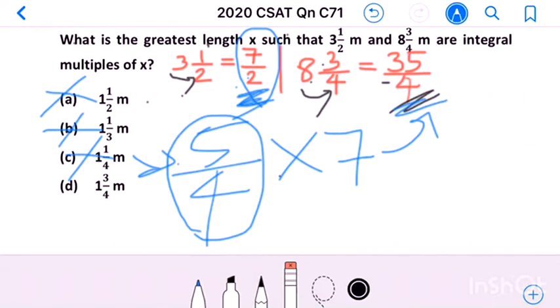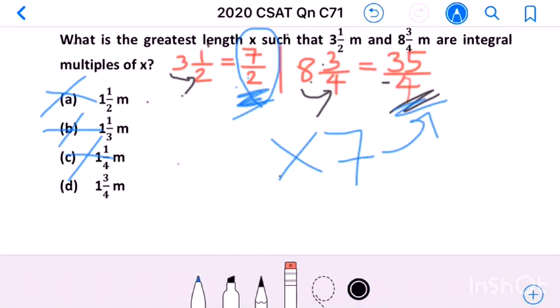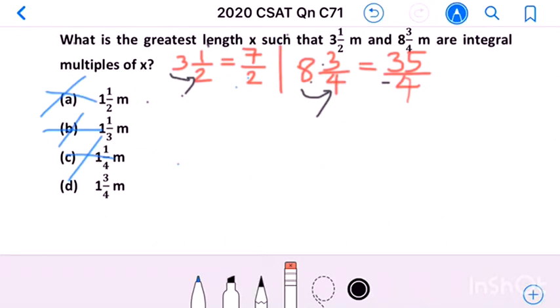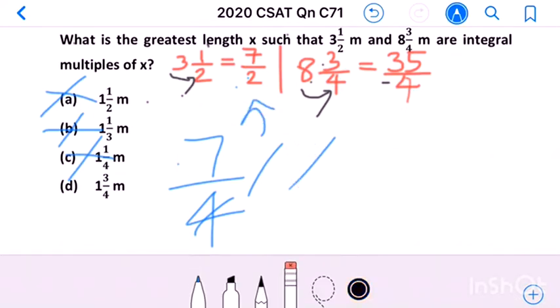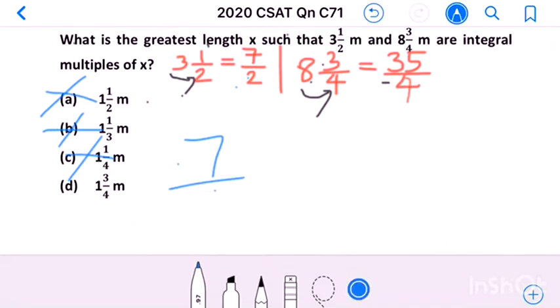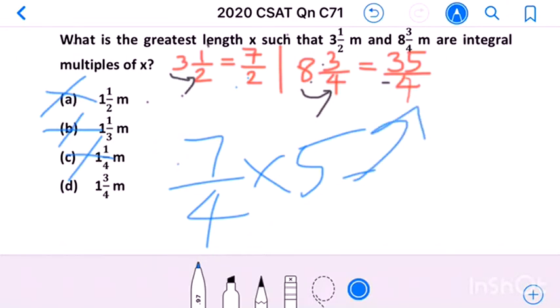Then finally our answer is option D, 1 and 3 by 4. 1 and 3 by 4 we can write as 1 into 4 plus 3, 7 by 4. 7 by 4 multiplied with 2, we get 7 by 2, we get this answer. Then when multiplied with 5, we get 5 into 7, 35. 35 divided by 4, we get this value also. Therefore, option D, 1 and 3 by 4, when multiplied with an integer, gives these two values. Our answer is option D.